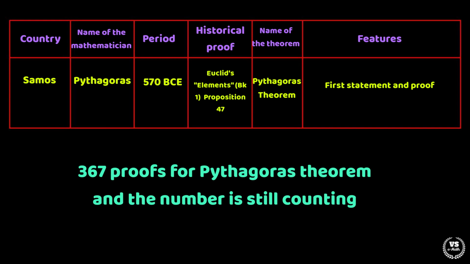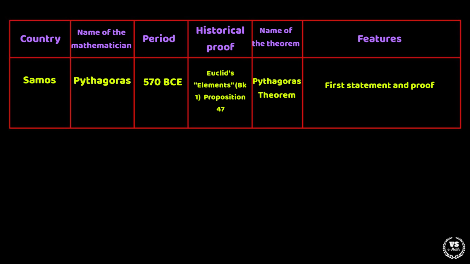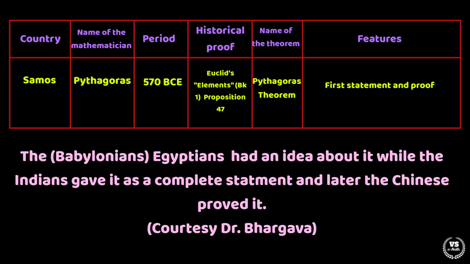So, we can conclude that the Babylonians and the Egyptians had an idea about it, while the Indians gave it a complete statement and the Chinese proved it. So, Pythagoras can be associated with this theorem for taking this theorem to his country and popularizing it.